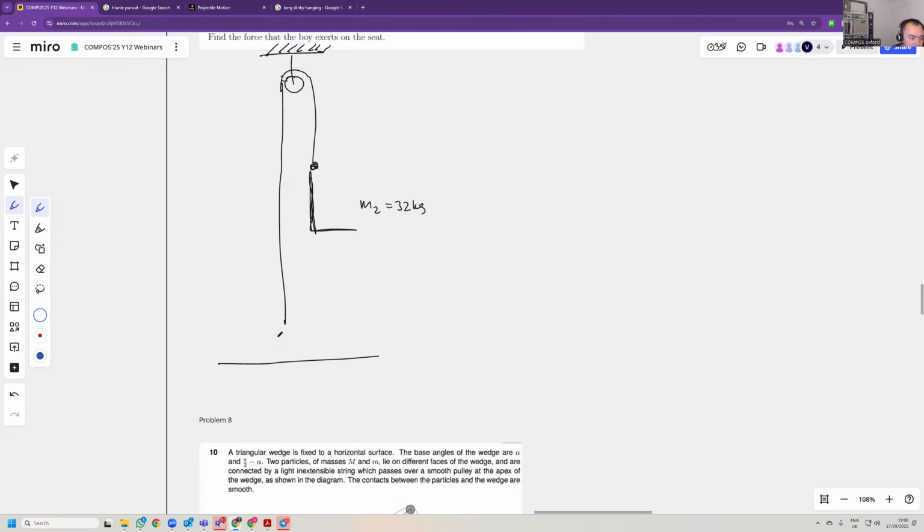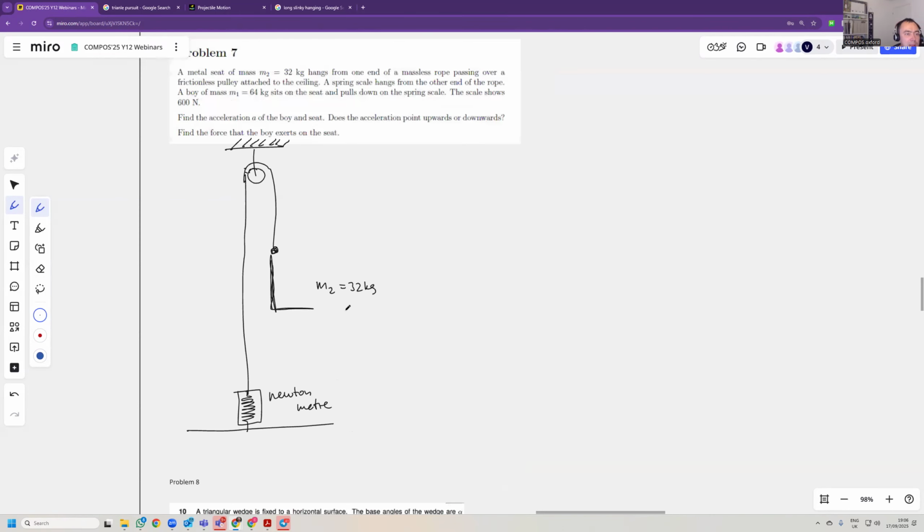Right. So basically you have a Newton meter, a spring here. It's a Newton meter. A boy of mass M1 is 64 kilograms sits on the seat and pulls down on the spring scale.